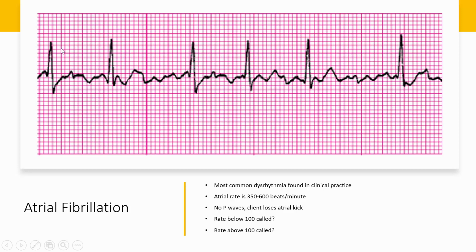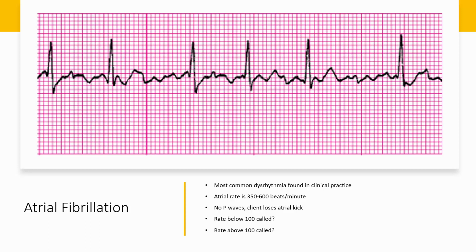When we look right here, the first thing we want to look at, because we'll just practice on this one, is your rate. Remember, to get your rate, you count the number of complete QRS complexes that you have. So we have 1, 2, 3, 4, 5, 6. Remember, you take 6 times 10, and that's 60. So the rate for this strip is 60.